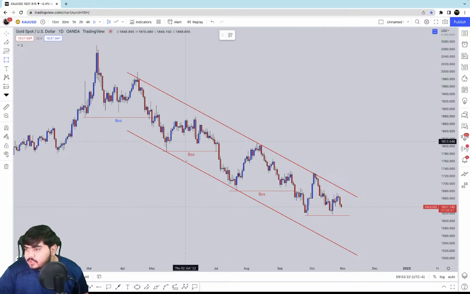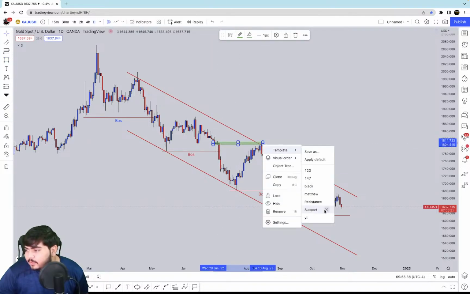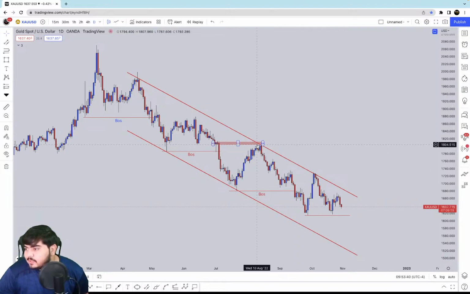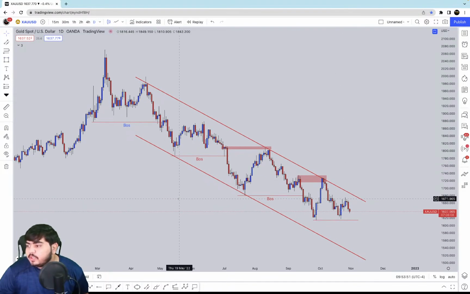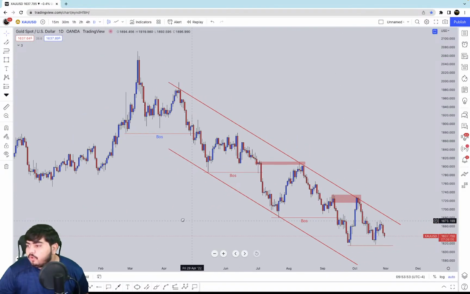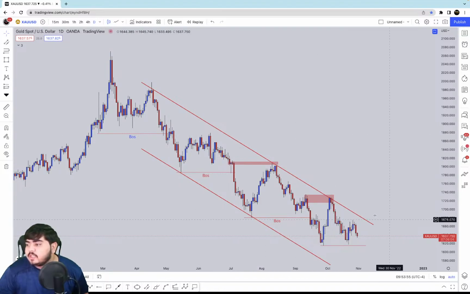Inside this channel the market is creating supply areas and testing these supply zones. We have this supply area, the market tested this supply zone and made a lower low. Then the market created this supply zone right here, tested it and pushed lower. So we are in a clear downtrend overall on this daily time frame.